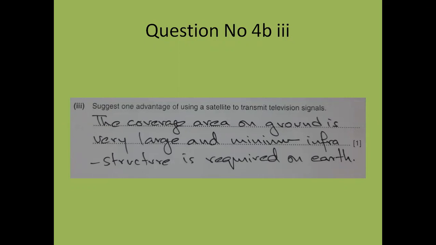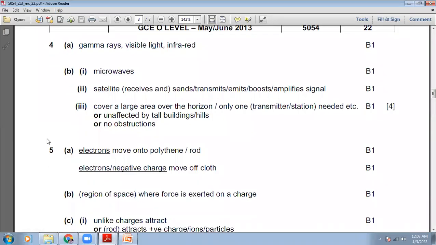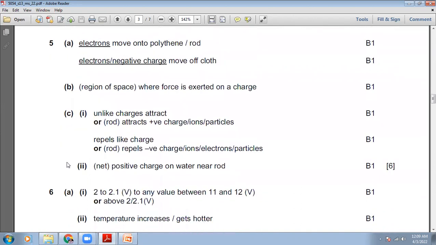The coverage area on the ground is very large, and minimum infrastructure is required on the earth. That's the advantage. And you must have heard that the reception is very good for television programs. It says satellites cover a large area over the horizon, only one transmitter station is needed, and they are unaffected by tall buildings or hills and have no obstructions, because the dish is directly towards the satellite and directly gets the signals from space. Okay, so we are going to the next question.